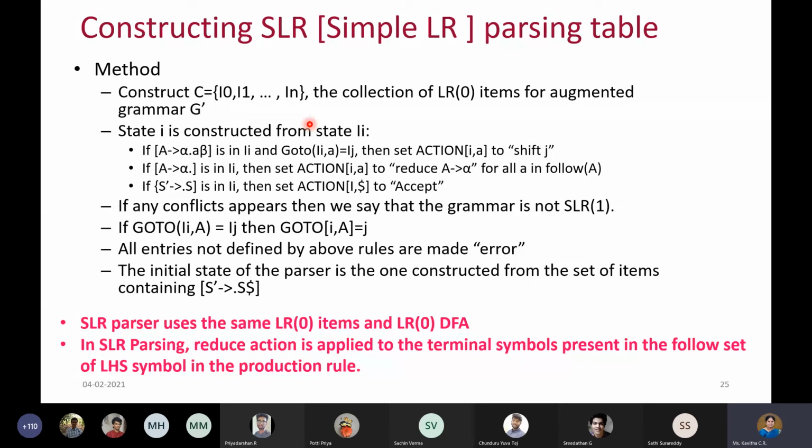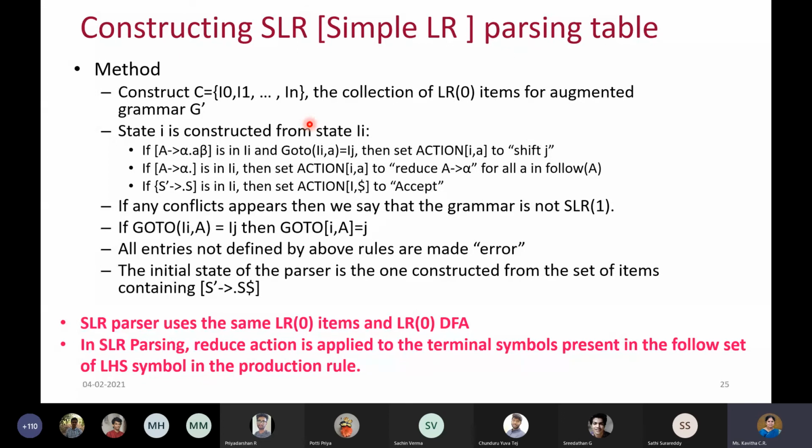But in SLR, what I am going to do is find the follow set of this F, that is the LHS symbol, and only for those symbols we will be applying the reduce action. That's the only difference. For shift action, there is no difference. In SLR also, we follow the same thing. Only for the reduce action, while constructing the table, we use some strategy. Instead of blindly applying the reduce action for all the terminal symbols, we use the knowledge of the follow set, and we find the follow set of the LHS symbol in that rule.